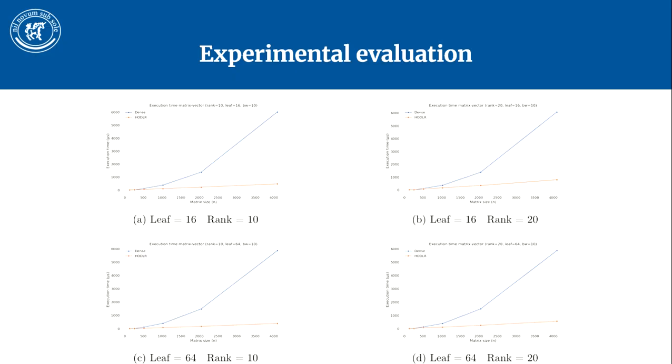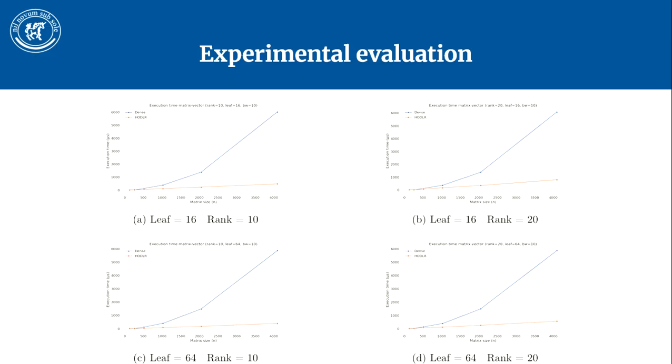So here are the execution times comparing the dense matrix vector product with the hierarchical matrix vector product. The graphs on the left have a rank of 10, the graphs on the right have a rank of 20, and the graphs above have a leaf size of 16, while the graphs below have a leaf size of 64. In all cases, the bandwidth is 10.